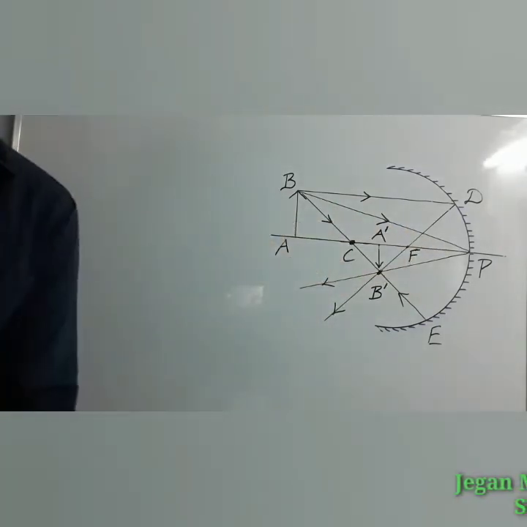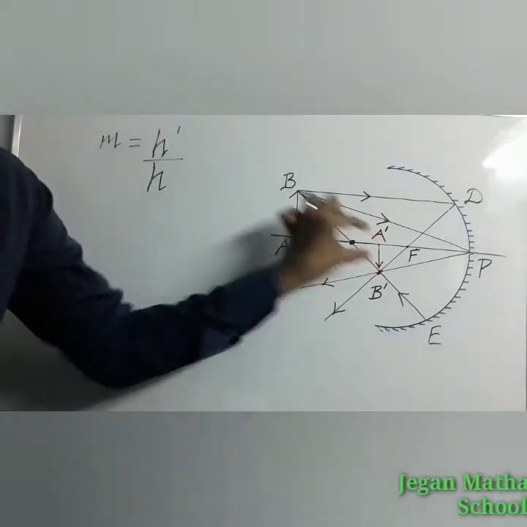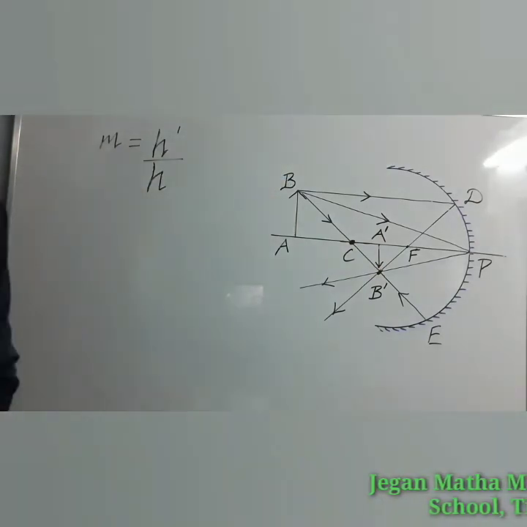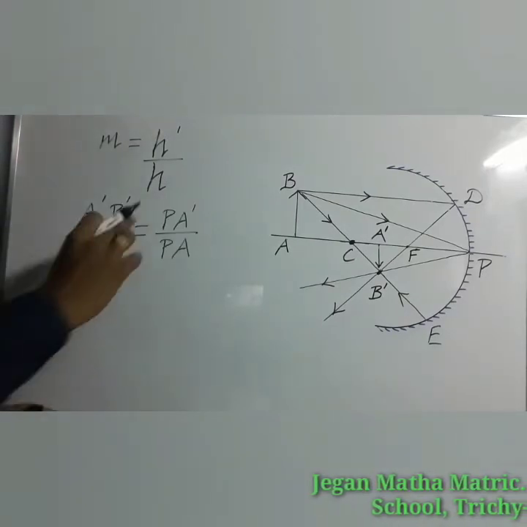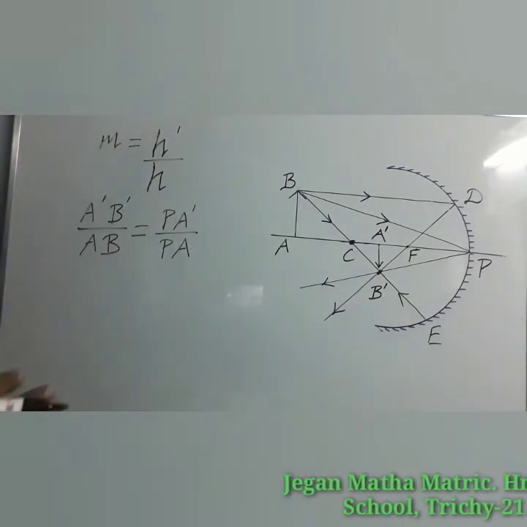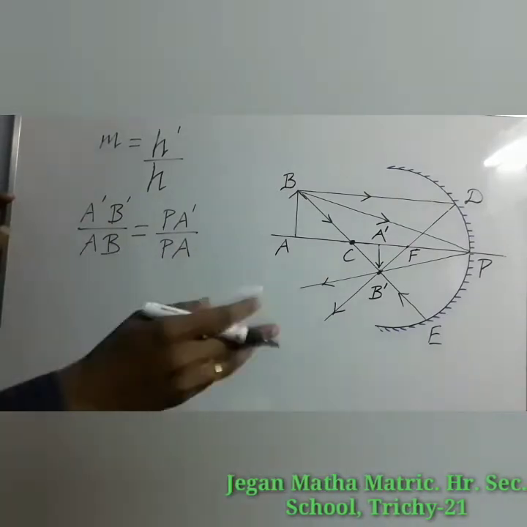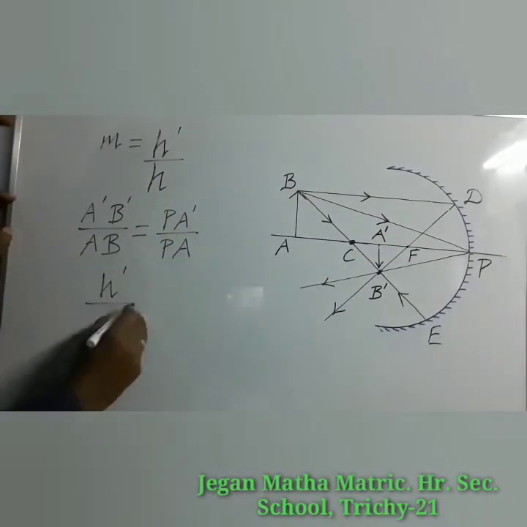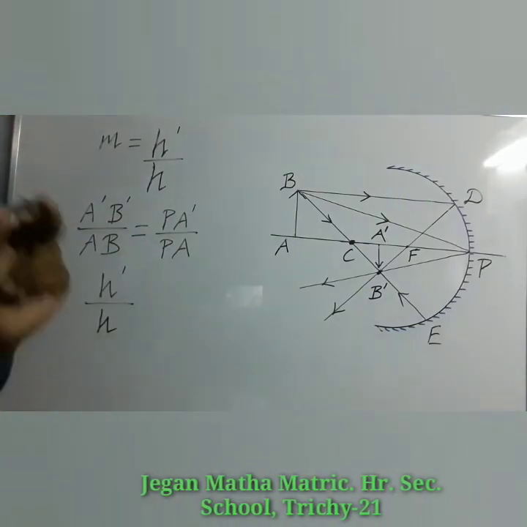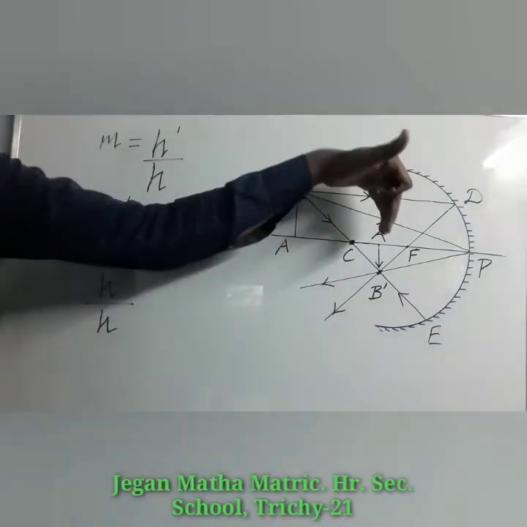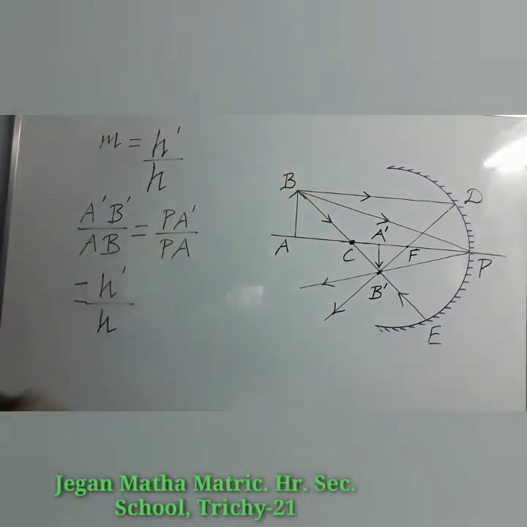So magnification can be written as m is equal to h dash by h. h dash is the height of the image and h is the height of the object AB. Let us rewrite equation 1. In equation 1, we can apply the proper sign conventions. A dash B dash, I told already, is the height of the image, and we can give it the letter h dash. AB is the height of the object, so we have given the letter h. Here you have to give the proper sign. It points downwards, so we get the negative sign.